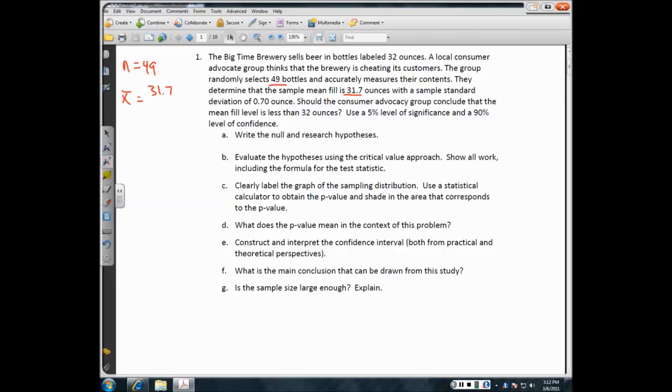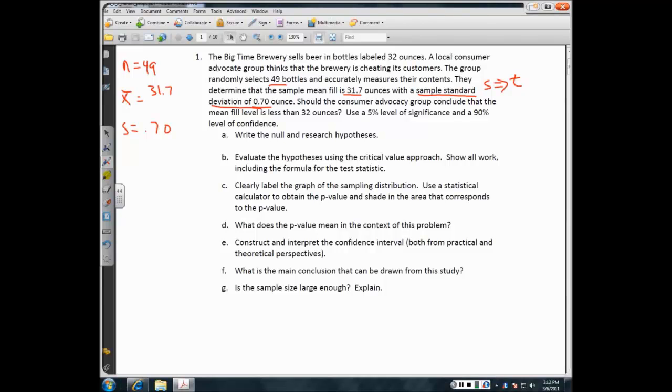With a sample standard deviation of 0.70. By the way, that's the big difference right here. This is how we know we're doing a t-test, because it has sample standard deviation. If you have sample standard deviation, you're doing a t-test or a t-interval.